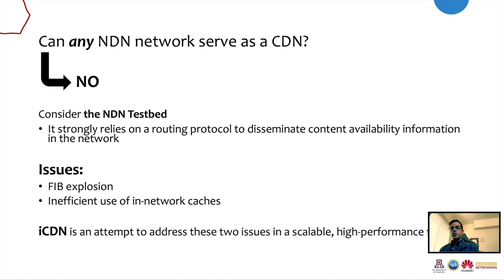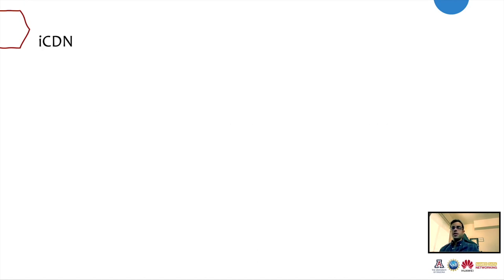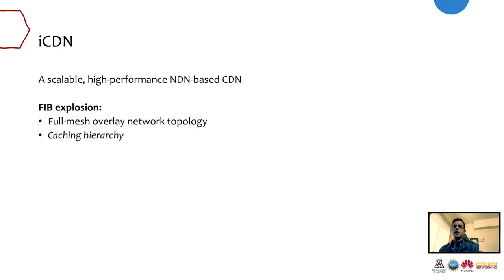Off-path caches refer to the nodes which are not on the path to the origin, but they have the content. So iCDN tries to address these two issues. More specifically, iCDN provides a new design to build a scalable and high-performance NDN-based CDN. To address FIB explosion, iCDN utilizes a full mesh network topology and builds a cache hierarchy on top of it. It also mitigates in-network caching issues by proposing a new forwarding strategy called C strategy, where C stands for CDN.